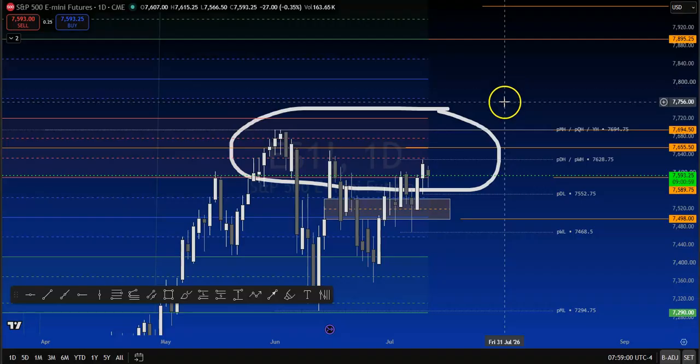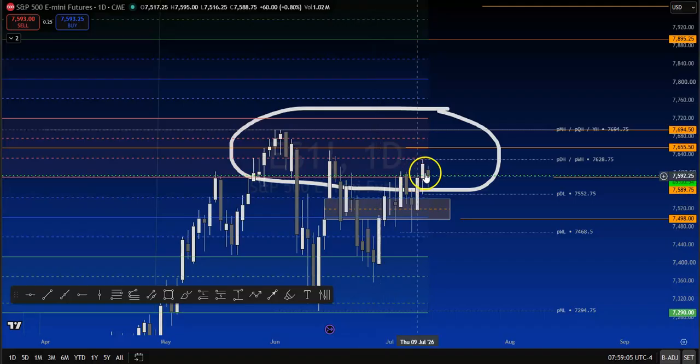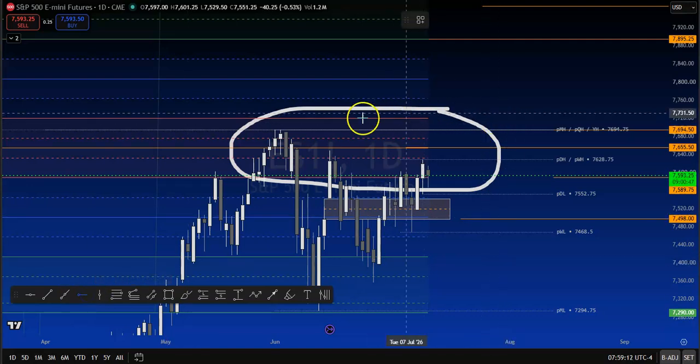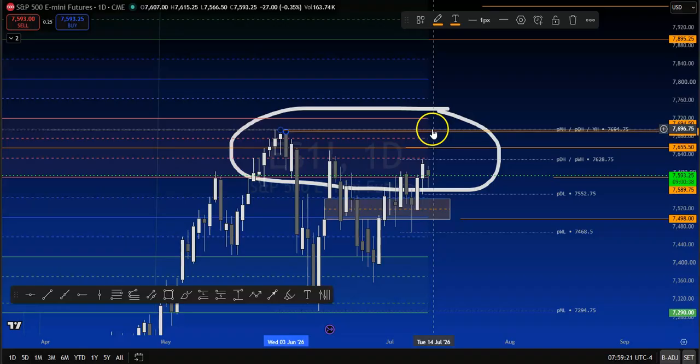All right, getting back into ES here. Sorry about going off track. This is the level of resistance that I'm looking at. The first level of resistance that I can see here would be right here. I would be interested in this 7,600 area for price to retest.